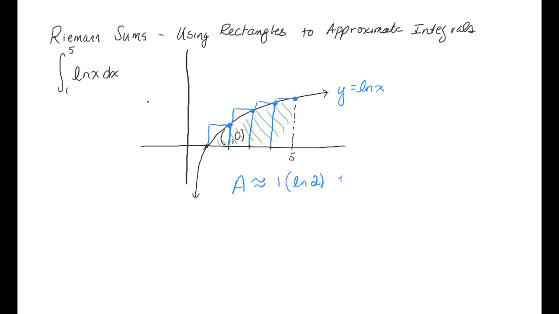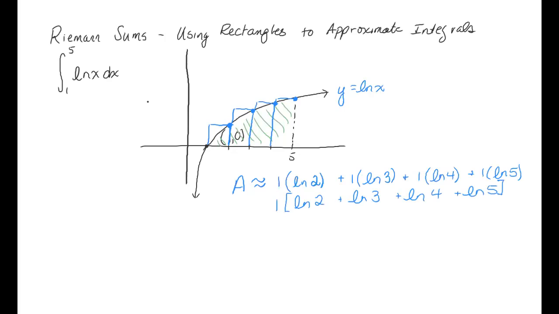And the height of the next rectangle is natural log of 3. And the height of the next rectangle is natural log of 4. And finally, the height of the last rectangle, oops, I forgot my 1, is natural log of 5. So another way to say this is 1 times the sum natural log 2 plus natural log 3 plus natural log 4 plus natural log 5. And those values are just my y values, or the function values, the f of x values.